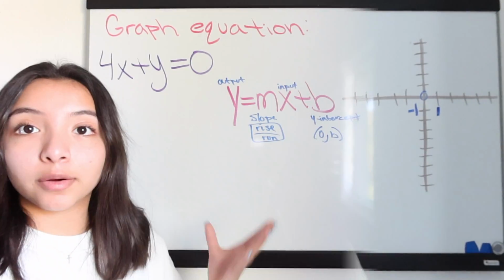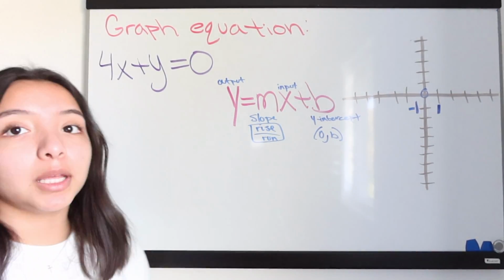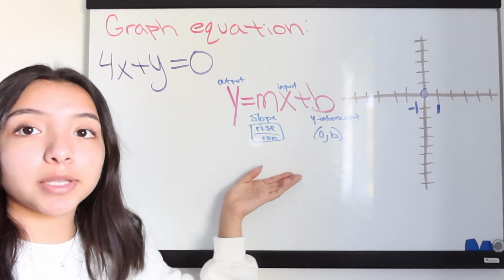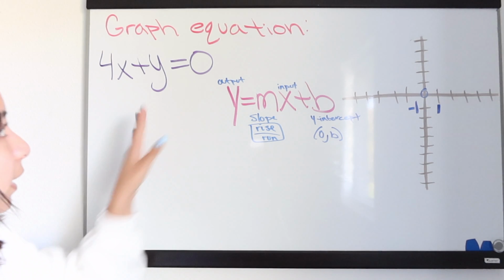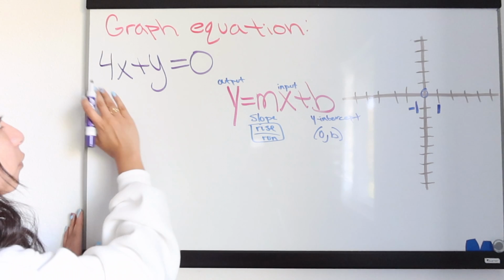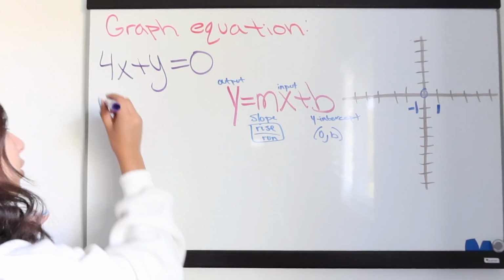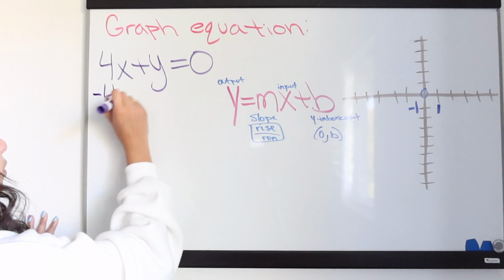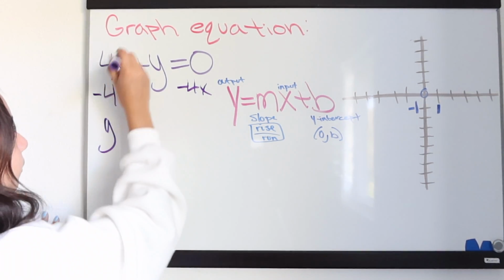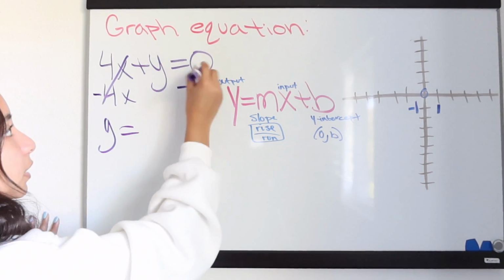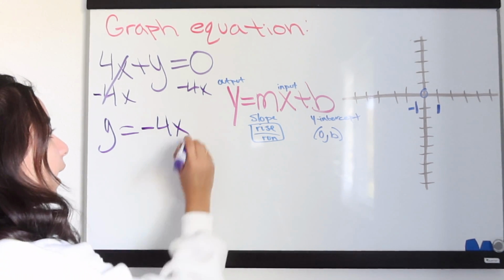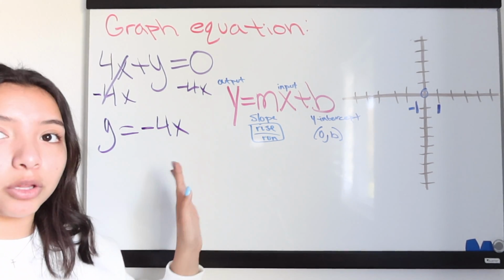Next problem. Alright, our next problem is 4x plus y is equal to 0. We have to get this equation into slope-intercept form. And to do that, we have to isolate y. So we have to get 4x on the other side of the equation. So 4x is being added to y, so we're going to subtract 4x on both sides. We're left with y is equal to 0 minus 4x, which is just negative 4x. And this is our equation in slope-intercept form.